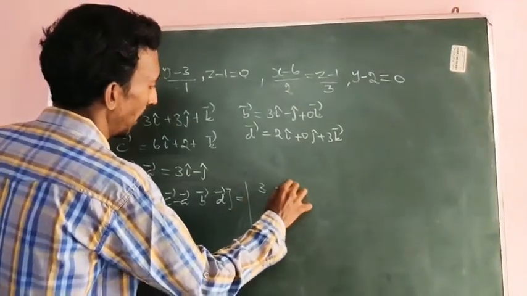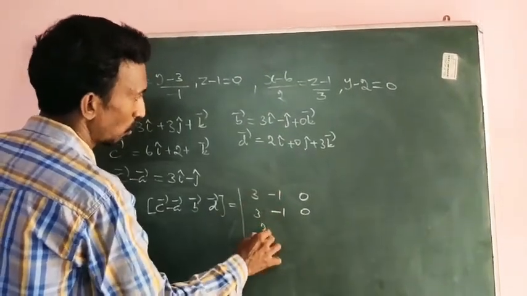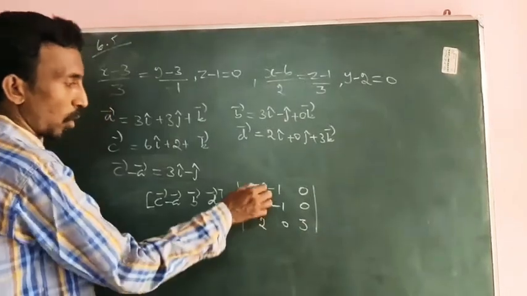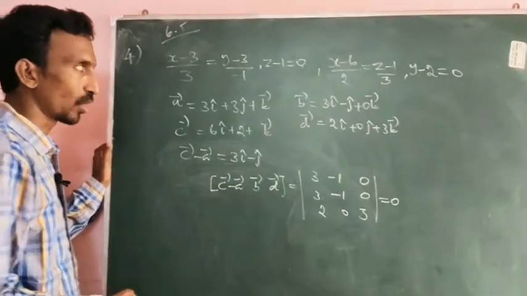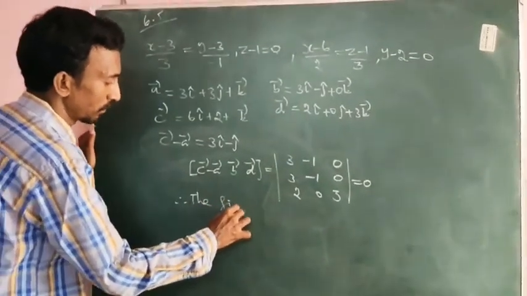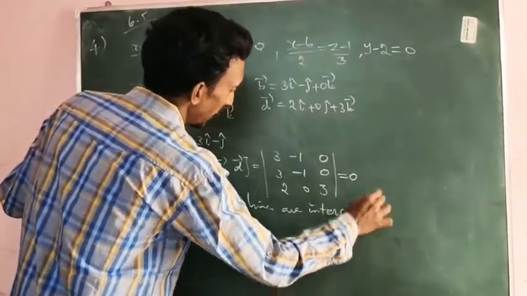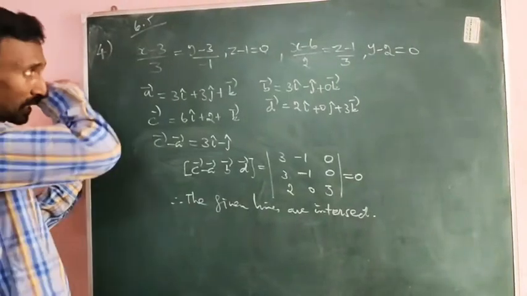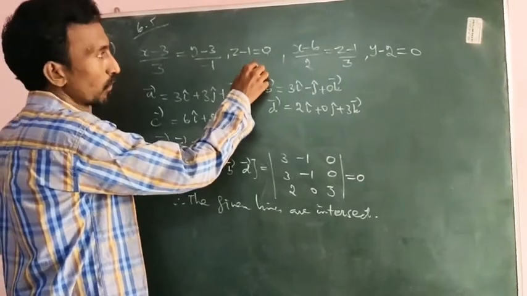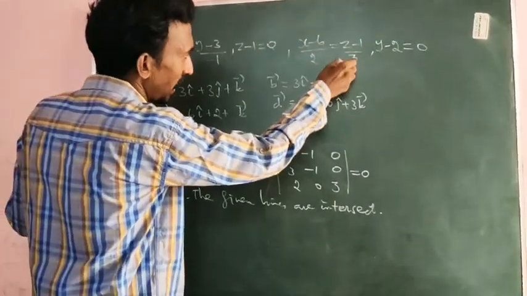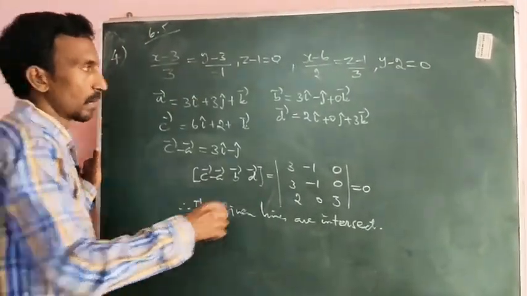So first row 3, minus 1, 0; second row B 3, minus 1, 0; third row 2, 0, 3. Anyway, row 1 and row 2 are identical, that's why we can put directly 0. The determinant value is 0. Therefore the given lines intersect. To find out the point of intersection, either put z minus 1 equal to 0, meaning z equal to 1, in the second equation, or y equal to 2 in the first equation.